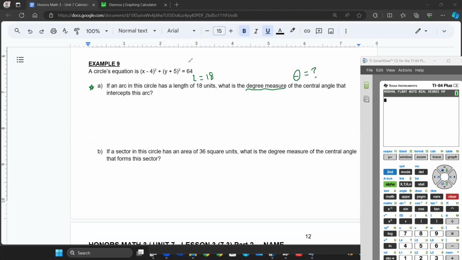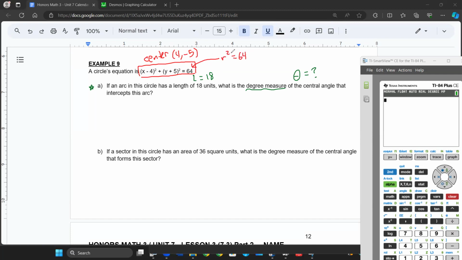Well, what else can we get from this equation? Remember, this is an equation of a circle, and in this, we can find two things. We can find the center, which is the opposite of the numbers inside the parentheses. So the center is going to be (4, −5). That's not going to be super useful for us here in these formulas. But this number right here represents the radius squared.